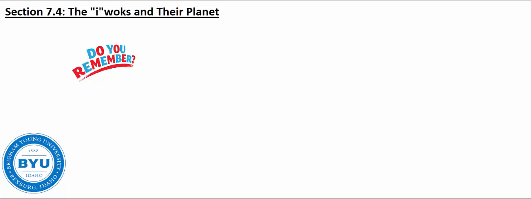Welcome to section 7.4, where we will be discussing the Ewoks and more about their planet. What? It's like a Star Wars reference. You might remember way back in the day, like our second day of class, we had a lesson about the real number Death Star, and it went a little like this.